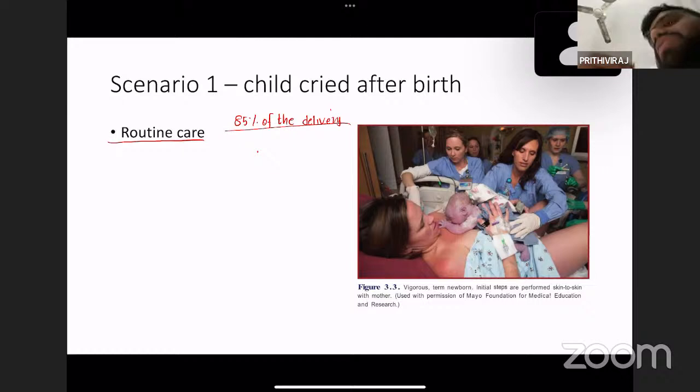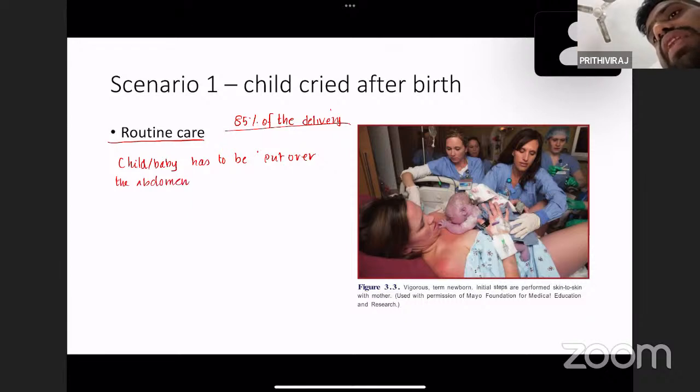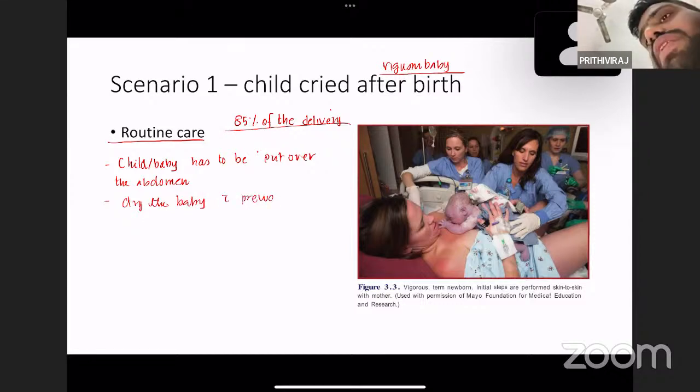So what is the routine care? Once a baby is born, the baby has to be put over the mother's abdomen. There is no need to separate the baby from the mother and take to the radiant warmer for any vigorous child. This is known as a vigorous baby. Any vigorous baby who was born by normal vaginal delivery and cried immediately after birth, please cover the baby with pre-warmed linen and put the baby over the mother's abdomen. Dry the baby with a pre-warmed towel. Then suction if needed and position the baby over the abdomen.